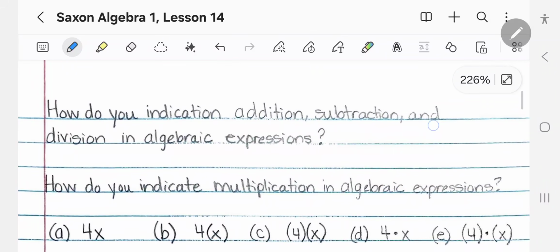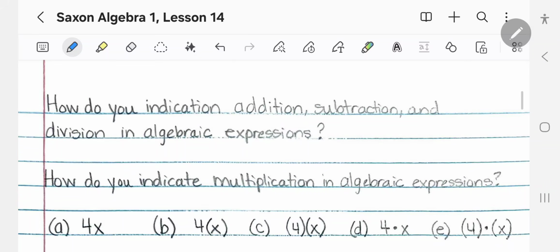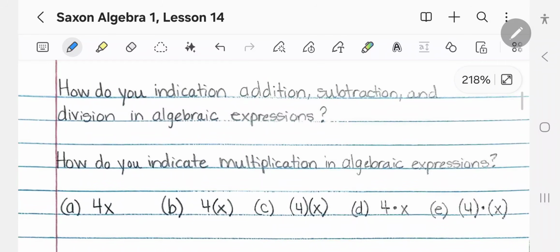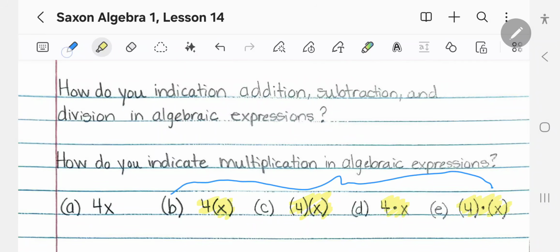How do you indicate multiplication in algebraic expressions? And I've listed the book examples here. These are the ones that we're familiar with, okay? We've been seeing things that look like this. We've seen things that look like this, and this, and this. Those are pretty common to you. But now we're going to begin looking at things like this.